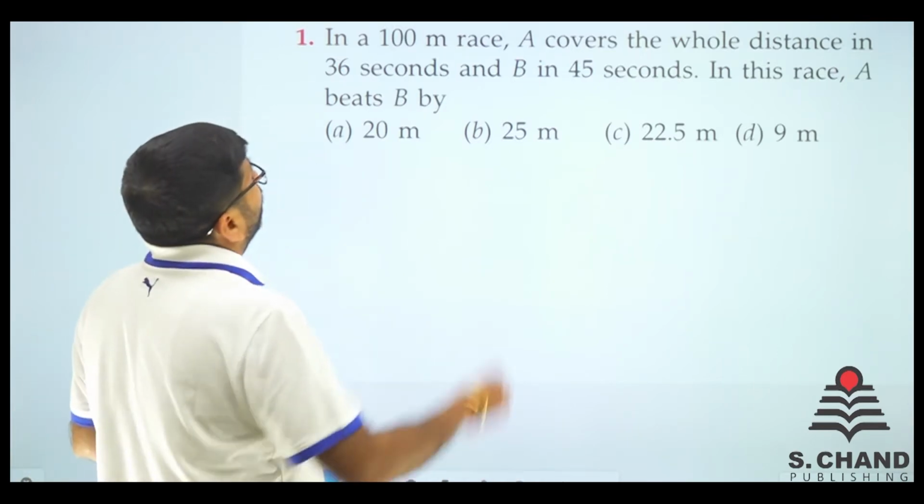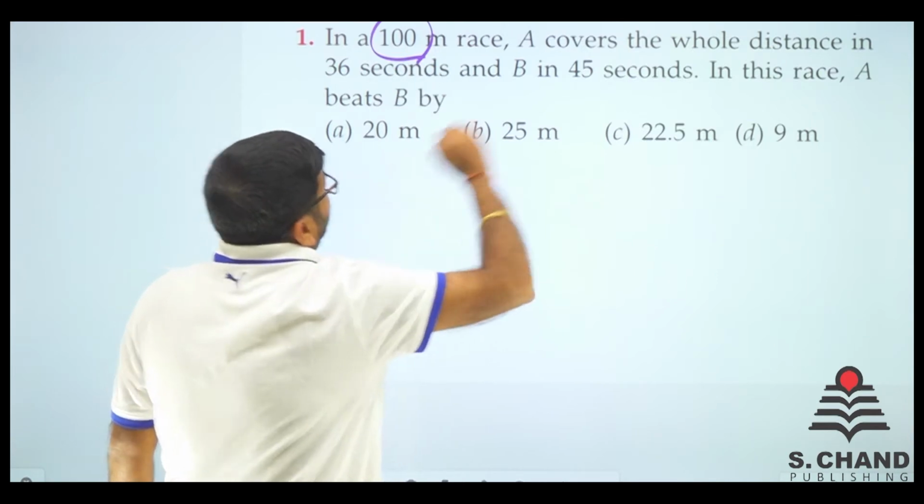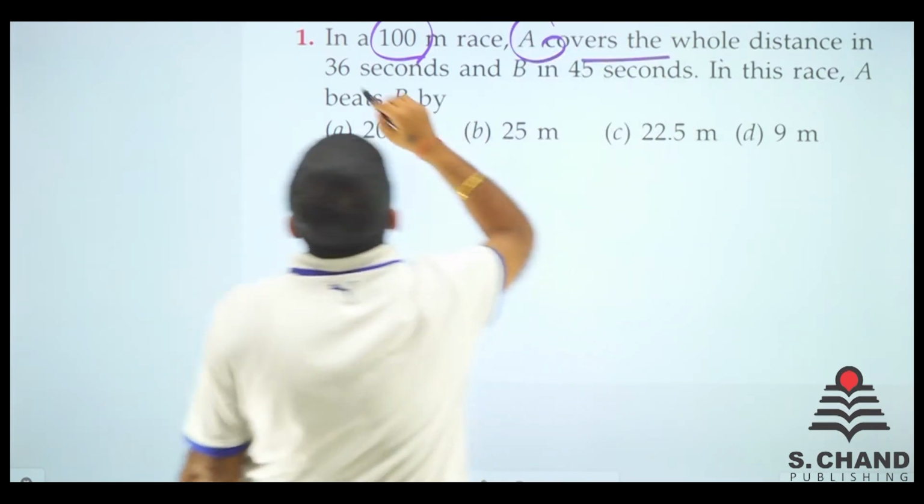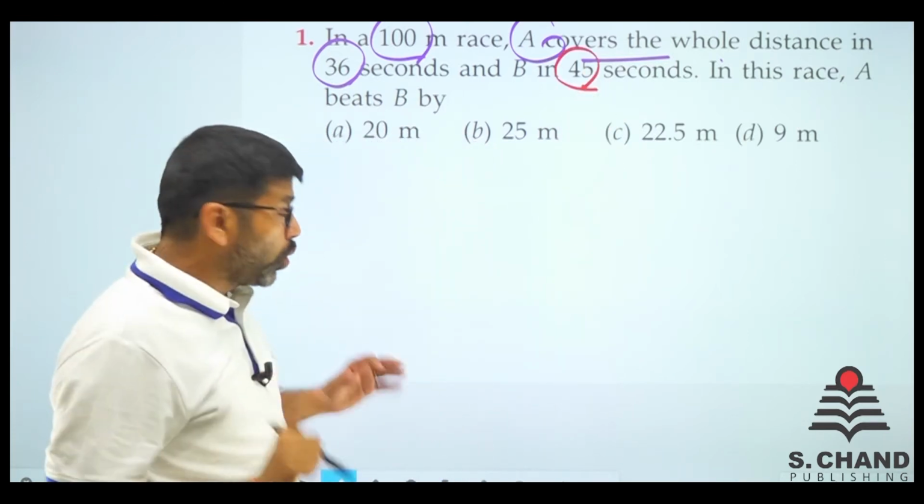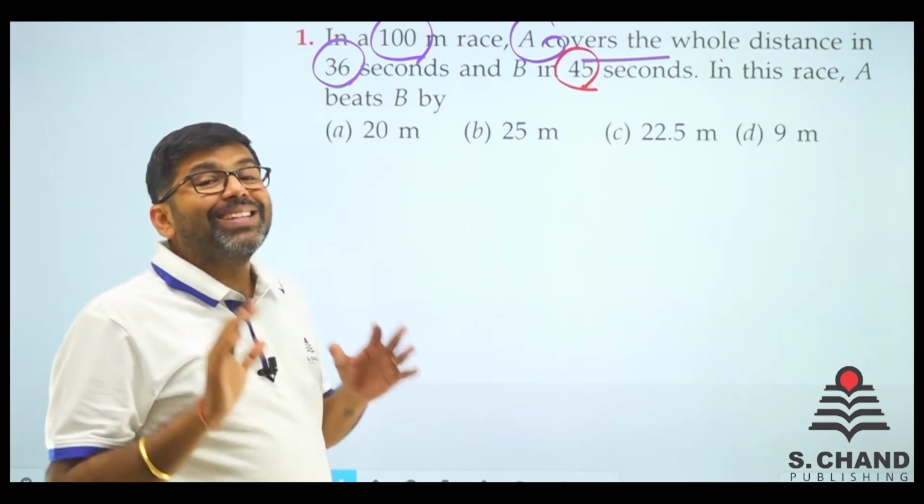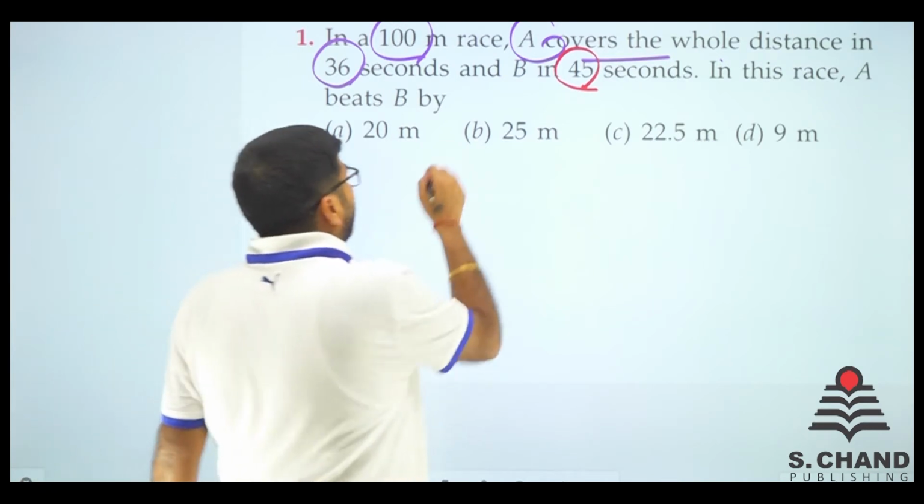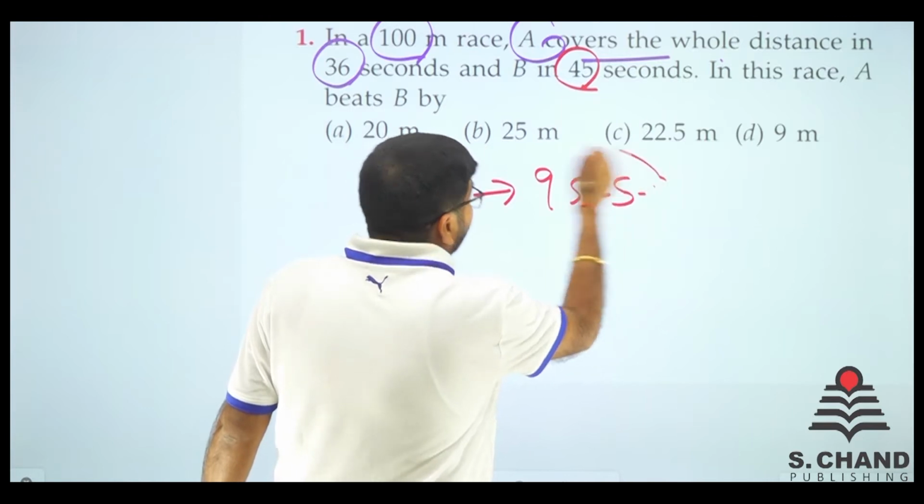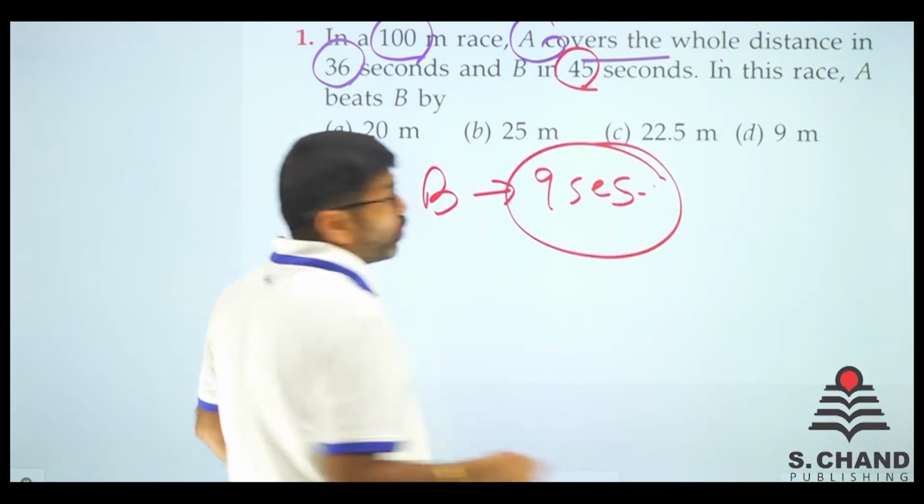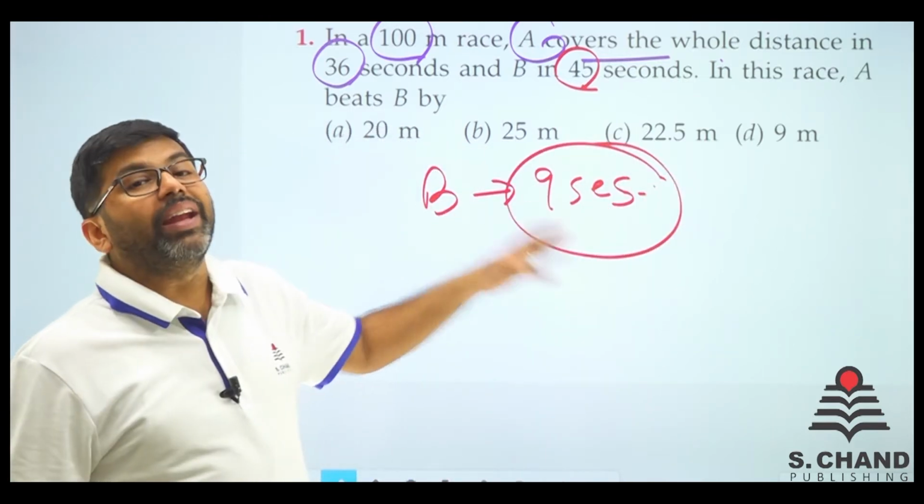Okay, so it is a 100-meter race. A covers the whole distance in 36 seconds and B in 45 seconds. So B took 9 seconds extra, right? B took 9 seconds extra. That 9 seconds extra, you can say that A beat B by 9 seconds.